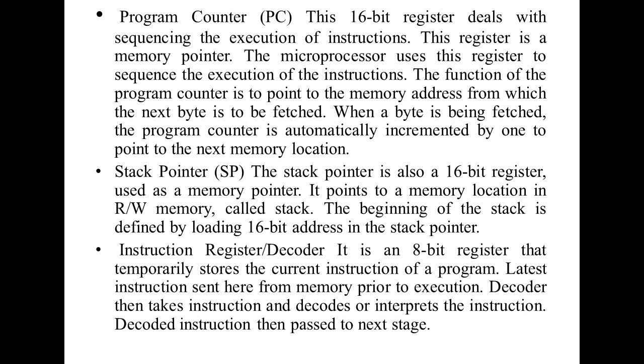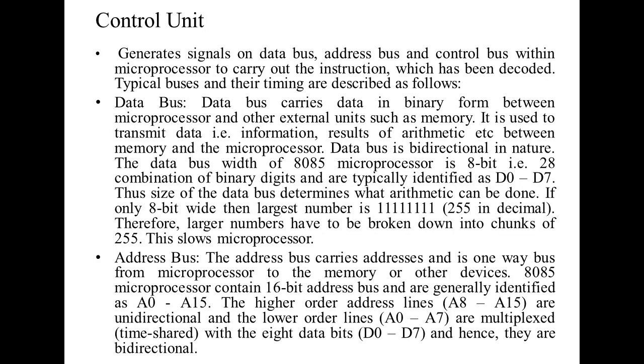Then another register is the instruction register or decoder. It is an 8-bit register which temporarily stores the current instruction of a program, and the decoder takes this instruction and decodes or interprets it, and this decoded instruction is passed to the next stage. Control unit generates the signals on the data bus, address bus and control bus within the microprocessor to carry out the instruction which has been decoded.